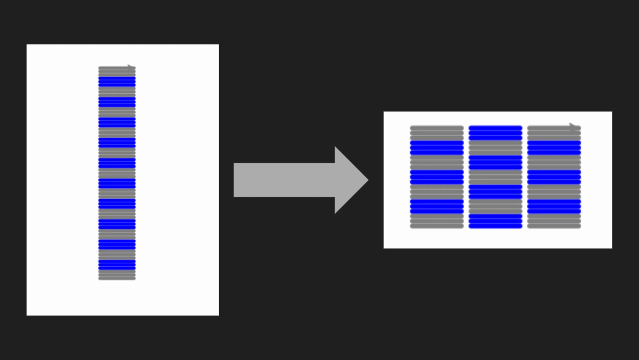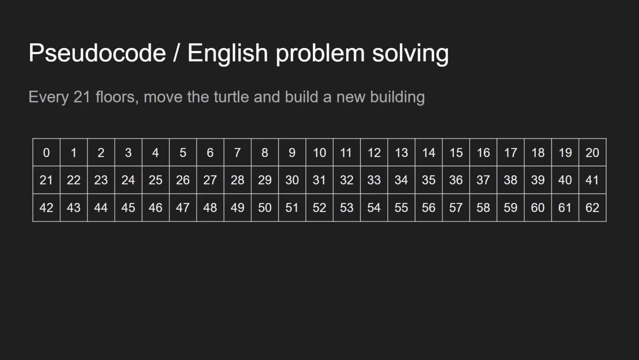If you completed part 1 correctly, your tower will look like the one on the left. What we need to do now is make our tower look like the one on the right. So to do this, we need to make it so that every 21 floors we move the turtle to a new building. Here I've created a table for you to map out which floors will be in which building.